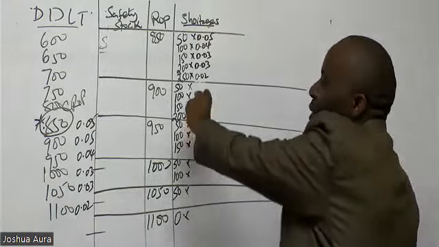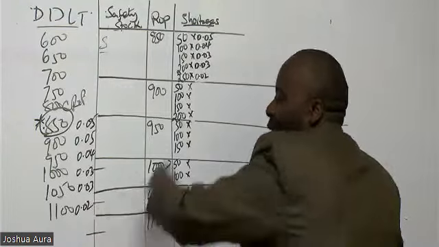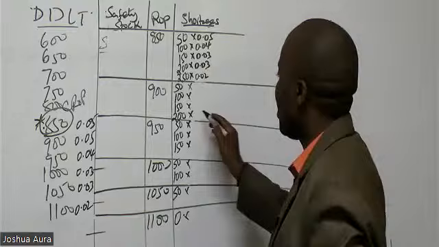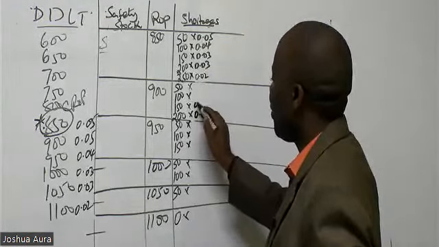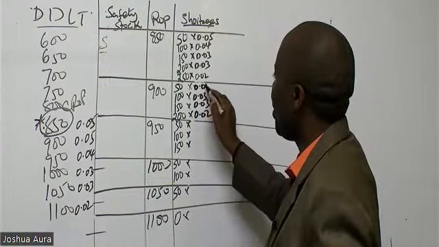The same case with the second cell. You start with the lowest always. Lowest probability here, you move up. You start with the lowest. So the lowest here is 0.02, we have 0.03, 0.03, we have 0.04.